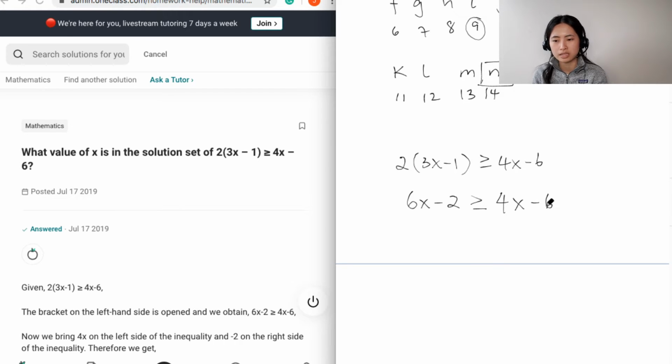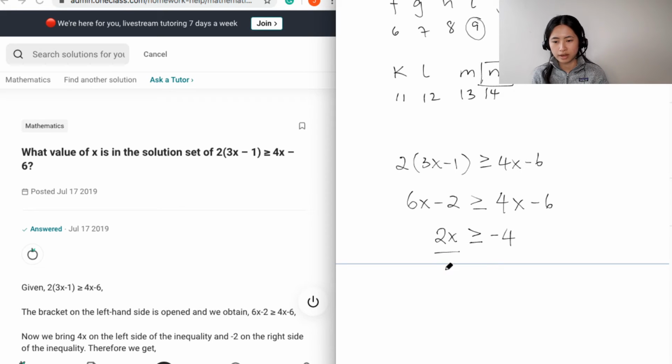minus 6, right? And remember, just treat this greater than or equal to symbol the same way you would see an equal sign. So if you have 6x, all you have to do is move 4x to the opposite side. So you would get 6x minus 4x, which is 2x, and then you're just going to copy your greater than or equal to symbol. And then because you have a negative 2 here, you need to move that to the right side of your equation. So you would get negative 6 plus 2, which would be negative 4, right?